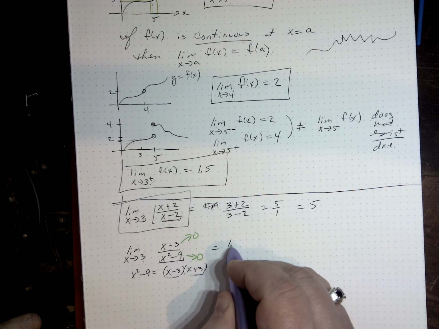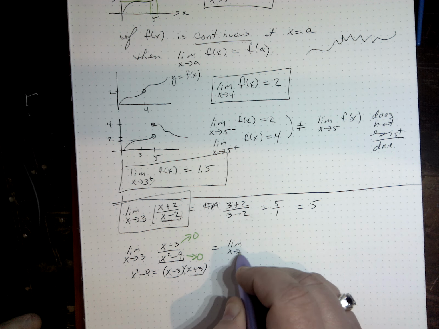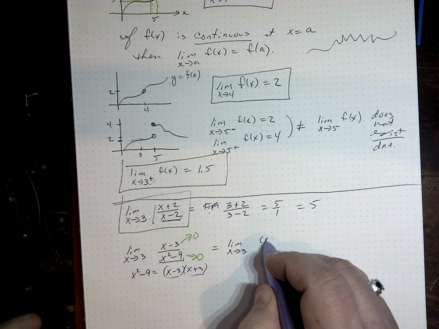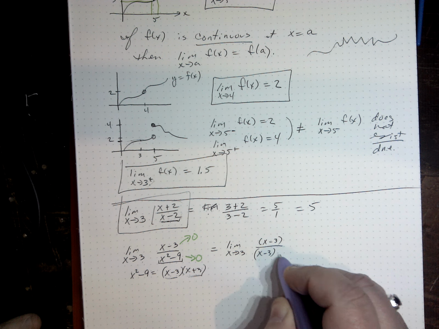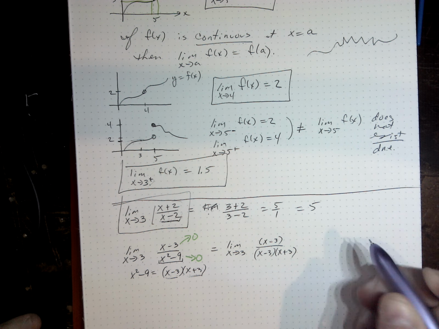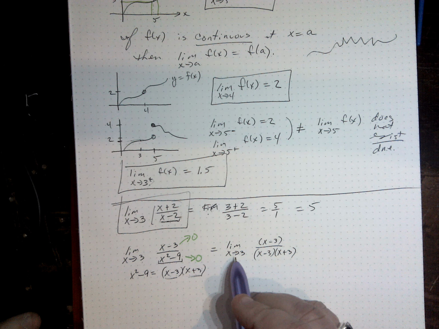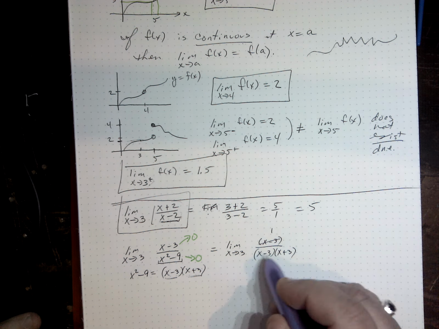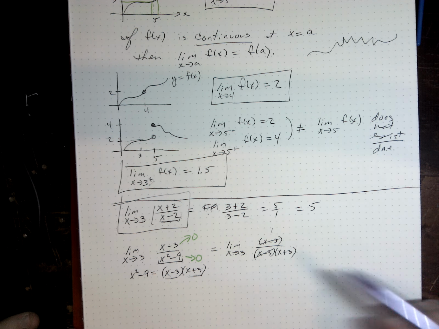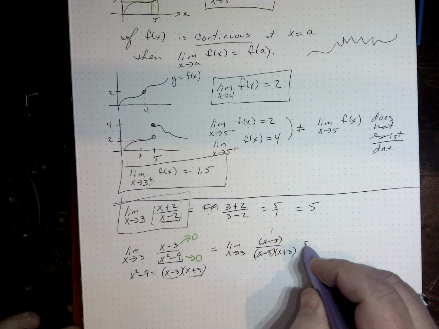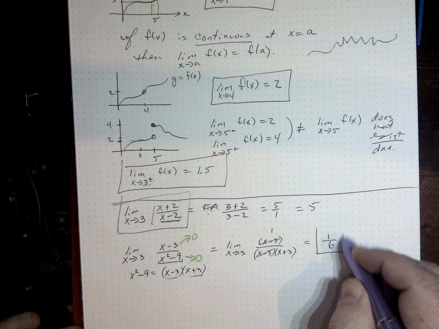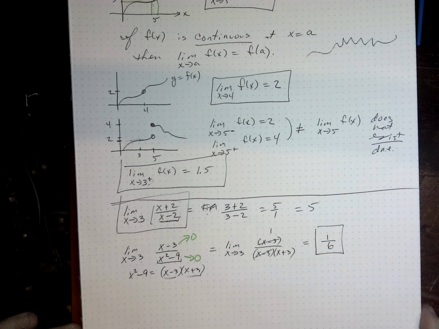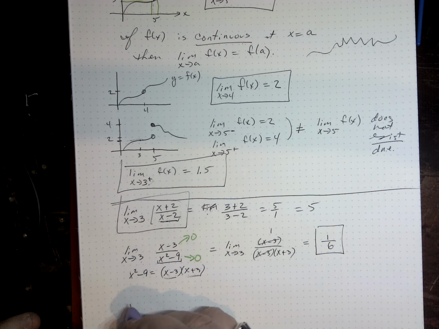So I'm going to factor this. On top I have x minus 3. On the bottom I've got (x minus 3)(x plus 3). So the offending factor, which is giving me a 0, is this x minus 3 term. So now I can plug into the leftovers. I have a 1 on top, 3 plus 3 on the bottom. My answer is 1/6. So the bottom line, the first thing you do, plug it in.